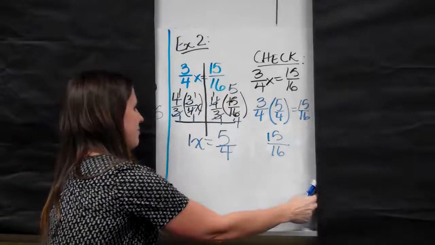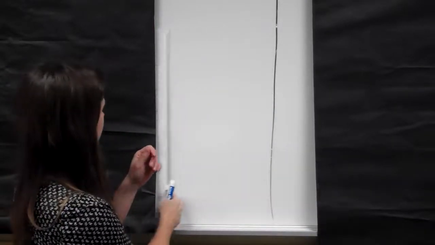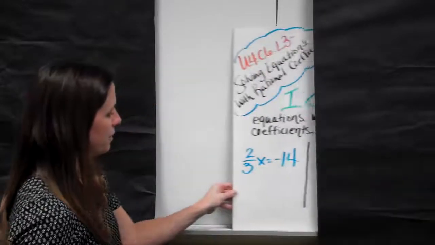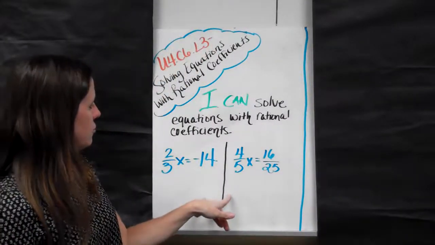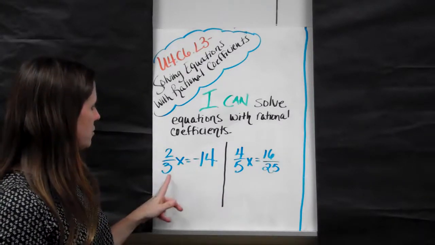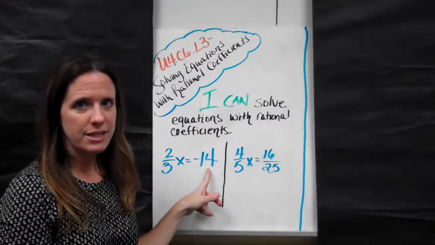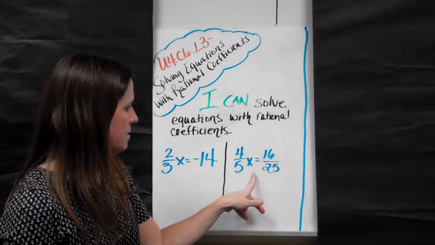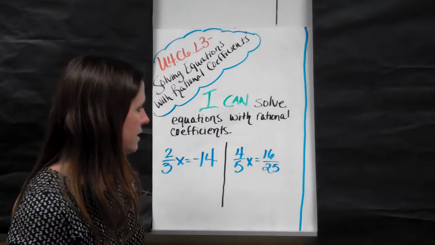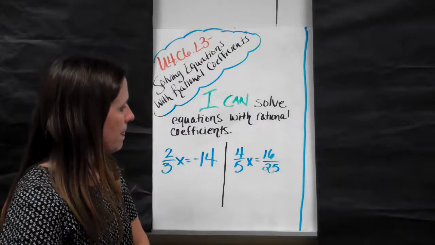All right. So now we're going to see if you can hit this target with rational coefficients. Can you solve these two problems? We have 2/3 times x equals negative 14. Watch the negative there. And then we have 4/5 times x equals 16/25. Good luck.